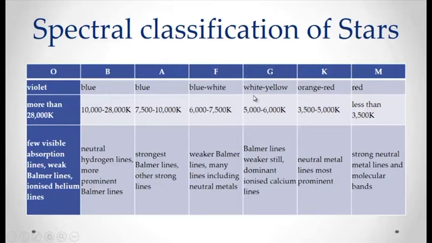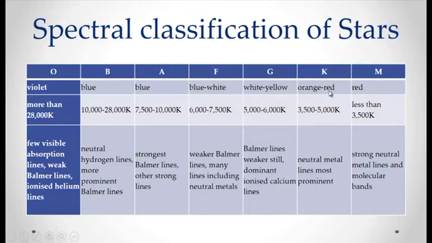Coming to G class stars, its color will be whitish yellow. Temperature will be between 5,000 Kelvin to 6,000 Kelvin. In the absorption spectrum, Balmer lines are weaker. Dominant ionized calcium lines will be there in the spectrum of G class stars.